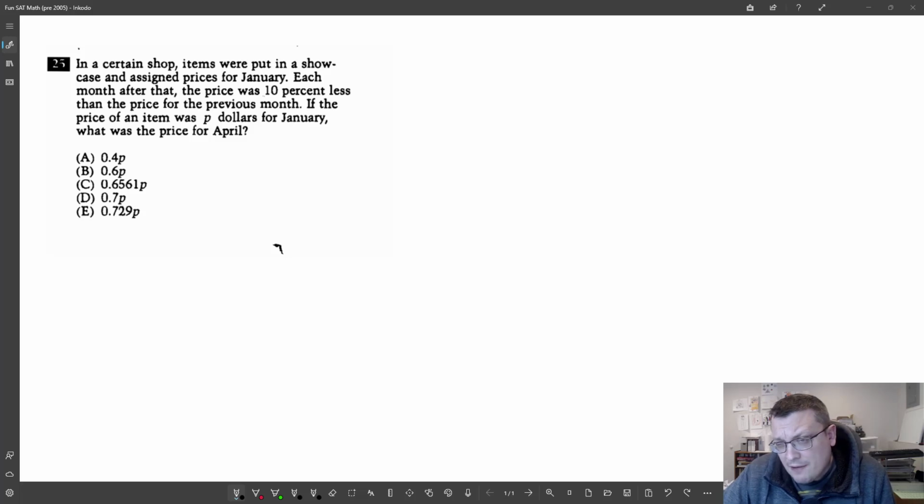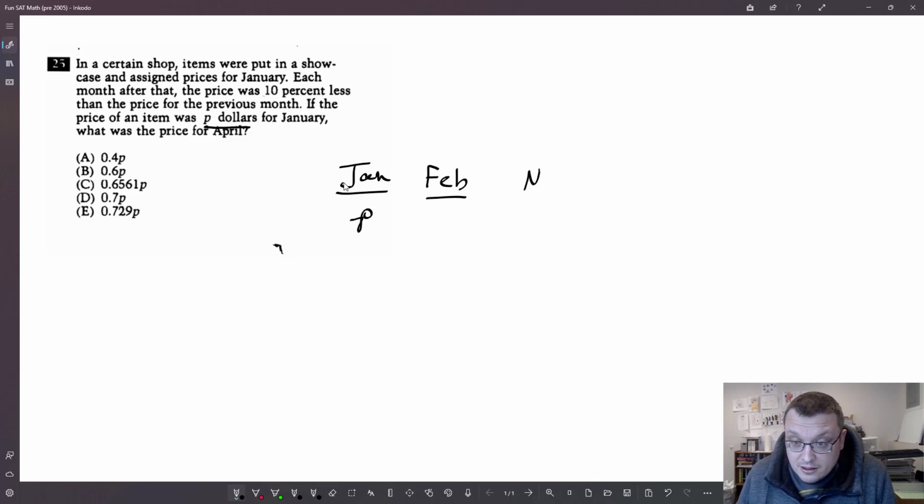In number 25, we have repeated percent change. Let's draw a little diagram, a little picture of what's going on here. We're starting with a price of an item in January that is going to be P dollars. And we want to know what the price is in April. So I'm just going to write my other months here, February, March, and then April.